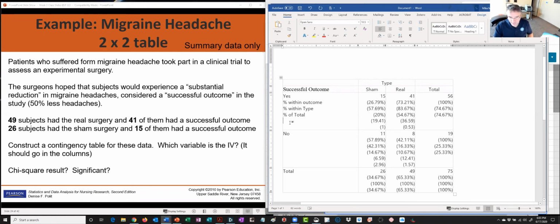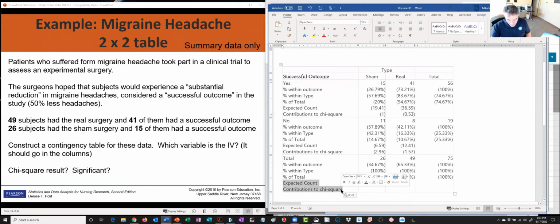Now this one is our expected count. And it looks a little funky because our groups are different. And then the last one is contributions to chi-square. Once I got that typed in, I can just copy that down. And then for my total column, we don't put expected counts or contributions here. I can just delete those and my table's done.